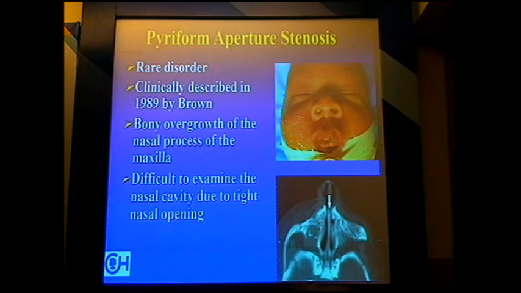Piriform aperture stenosis is another nasal obstructive lesion. It's also pretty rare. There is overgrowth of the nasal processes of the maxilla, and we can see that right here. By definition, if the space here is less than 11 millimeters, that would be considered piriform aperture stenosis. These individuals are very difficult to examine because it's tight right at the very opening. You usually can't pass a little catheter or even an otoscope to see into the nose.